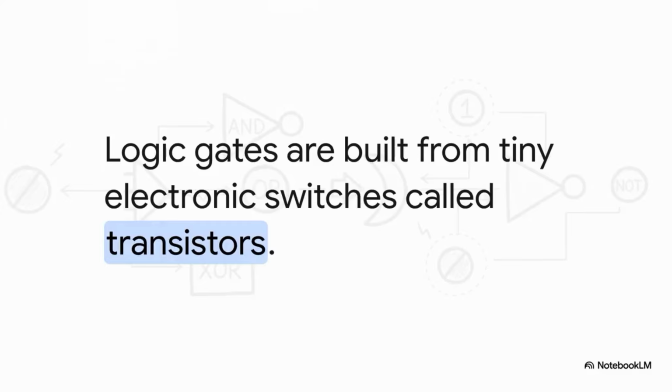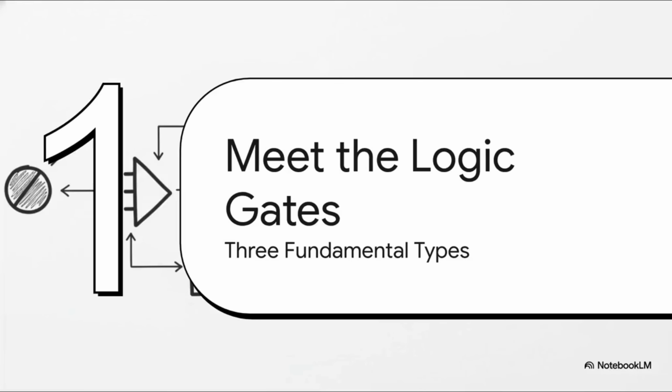And by flipping on and off, these tiny transistors control the flow of electricity, and that's how they bring the rules of logic to life. All the amazing, complex stuff a modern computer can do, it all boils down to just 3 basic types of logic gates. Honestly, you can think of them as the 3 essential employees running the whole show inside the digital brain. So let's meet the team.